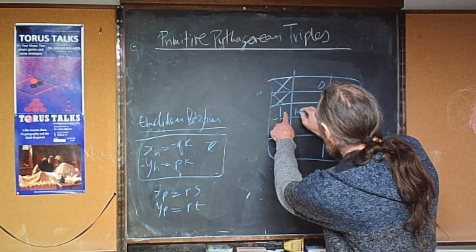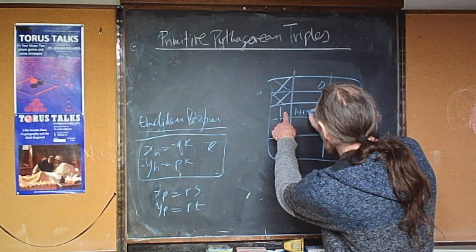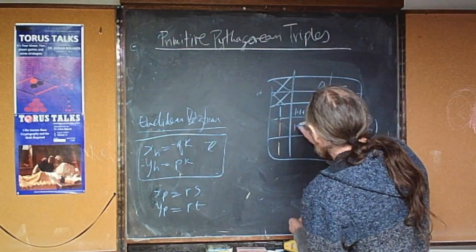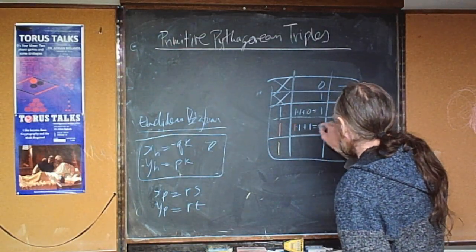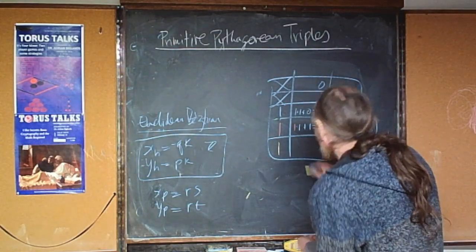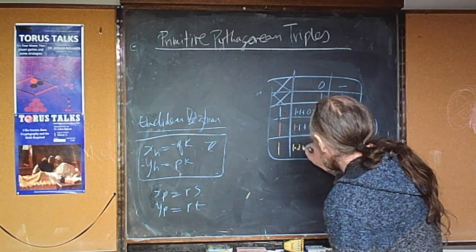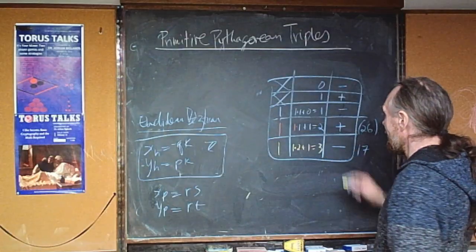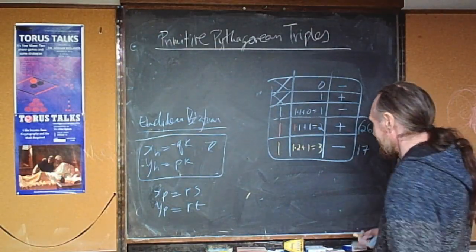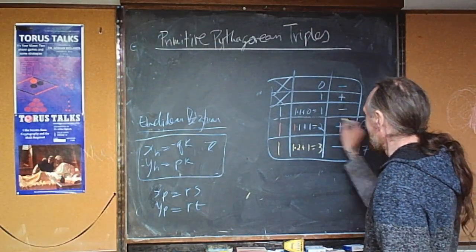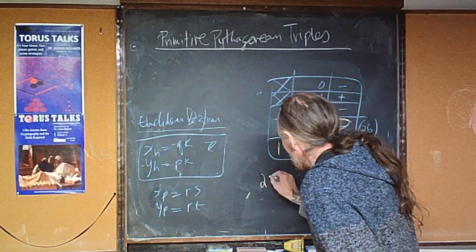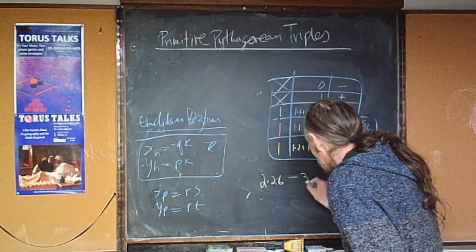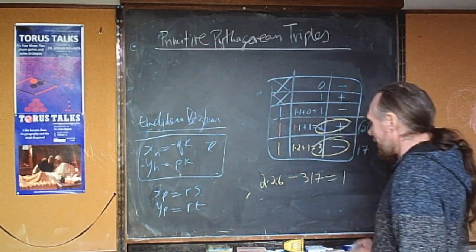This is going to be 1 times 1 plus 0 is 1. Then 1 times 1 plus 1 is 2. Oh, we're going to get Fibonacci. 1 times 2 plus 1 is 3. 0, 1, 1, 2, 3. These are Fibonacci numbers. That's a different day. Now what does that say? 2 times 26, which is 52, minus 3 times 17, which is 51, does equal 1.